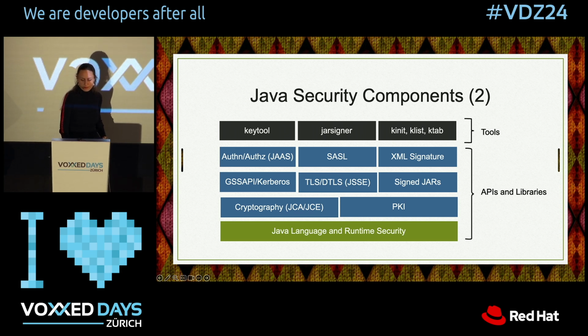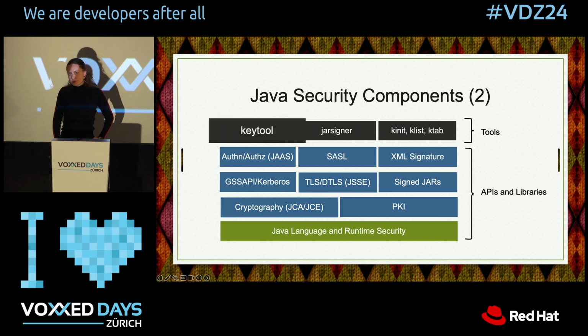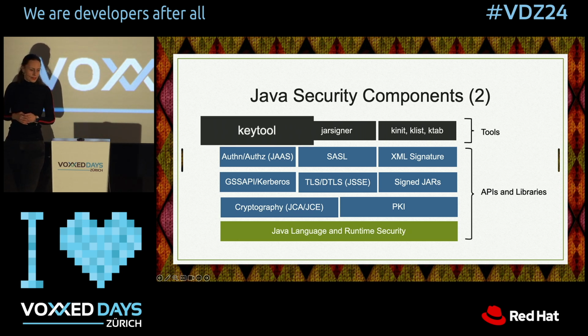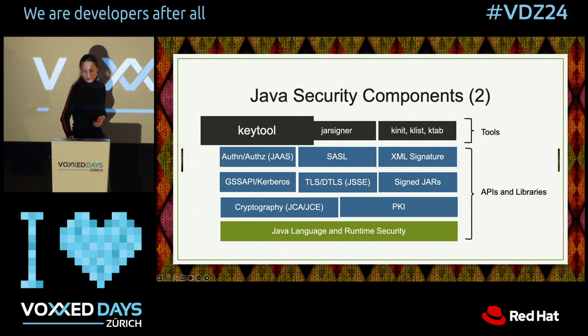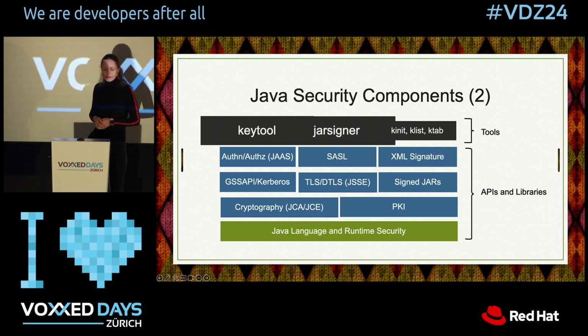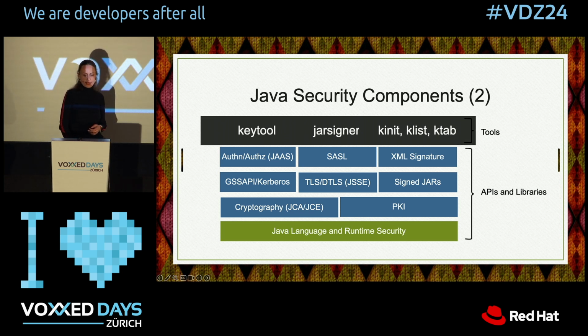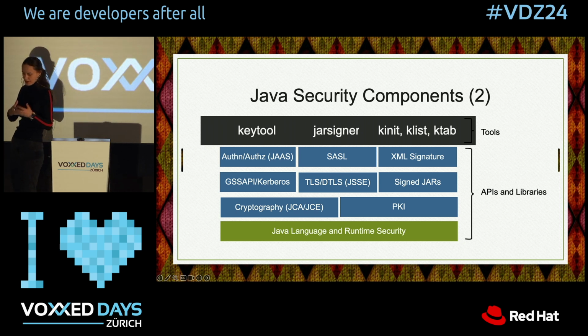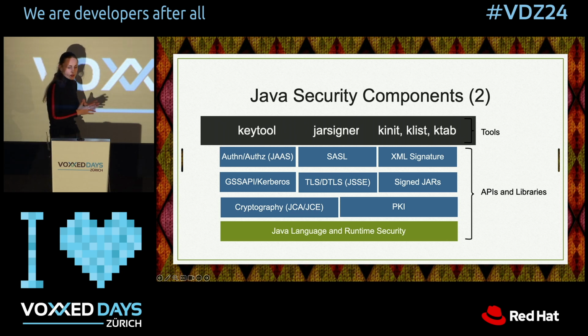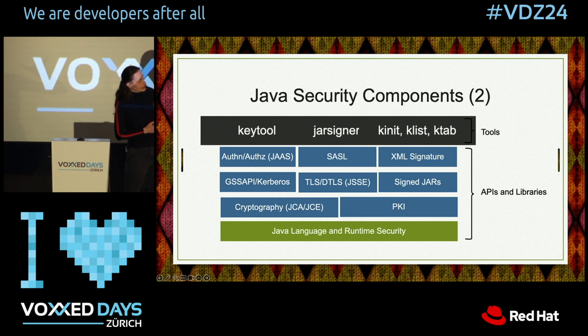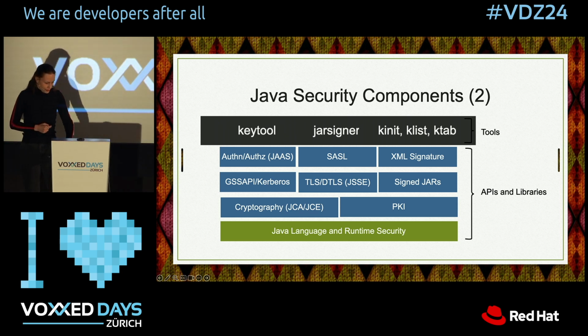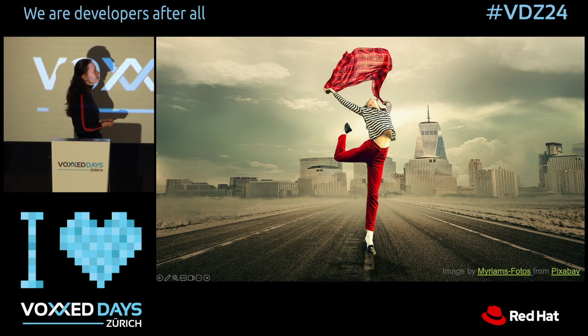So for example, we have Key Tool that helps you manage keystores, certificates, keys, and many more. We have Jar Signer that helps with signing and verifying a jar file. And of course, we have some tools for working with Kerberos like Kinit, Klist, Ktab. Each of them has a way to interact with Kerberos. Now, these are the components that you're probably going to see mentioned throughout the presentation, and what updates are on there. So I hope we are all clear on that and ready to start with what happened.